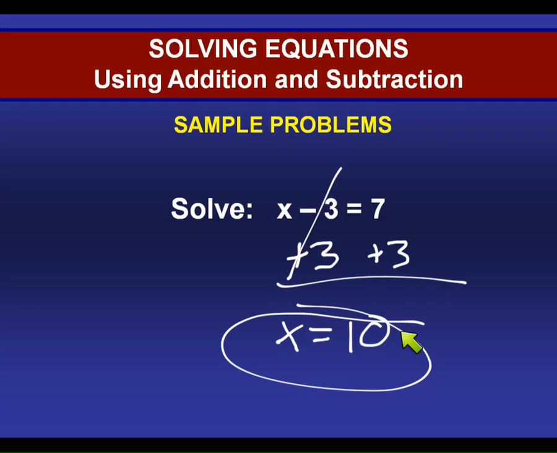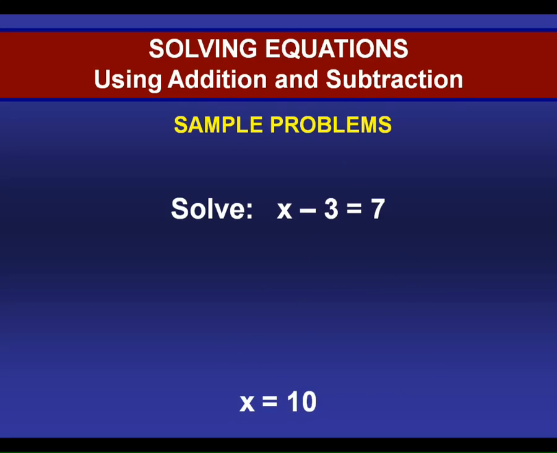Now you can always check your answer. You could take that 10 and plug it back in for x. 10 minus 3, that's 7. Yep, I'm right. So when you solve it, you always try to get x positive and by itself. In this case, x plus 6 equals 2. I want to solve it.